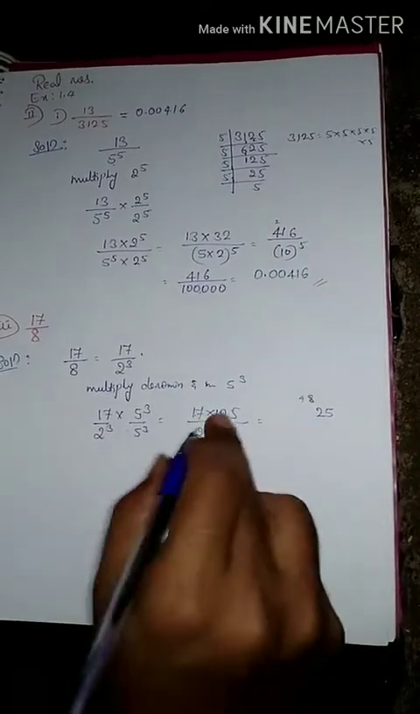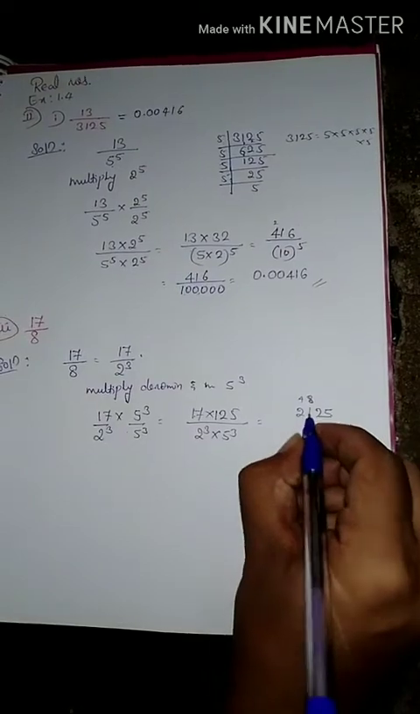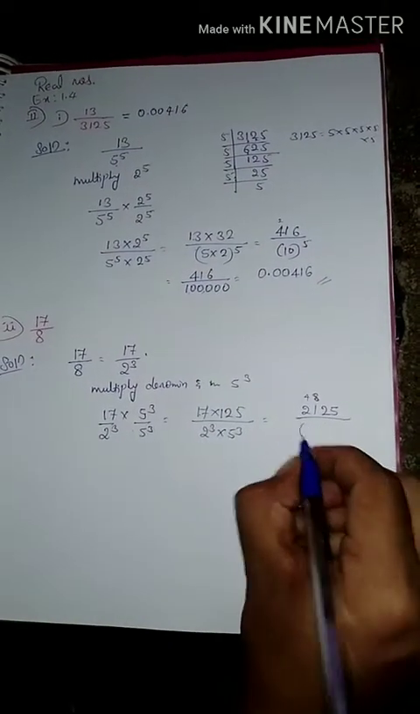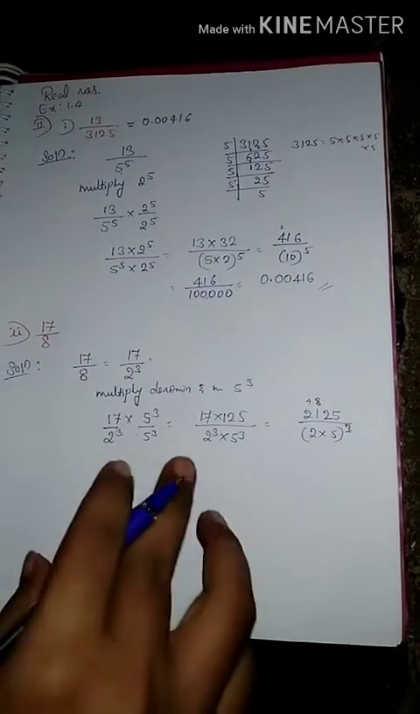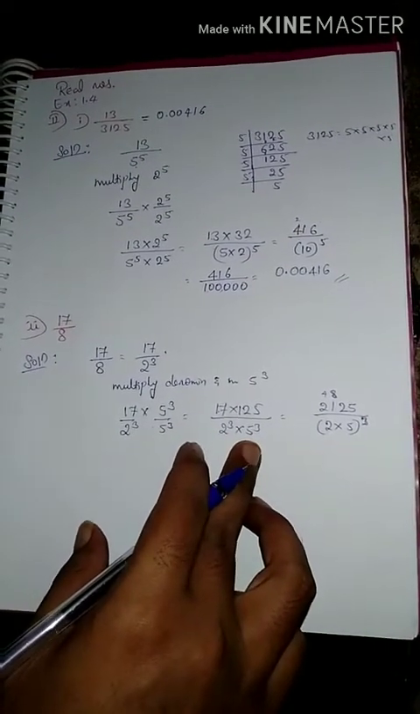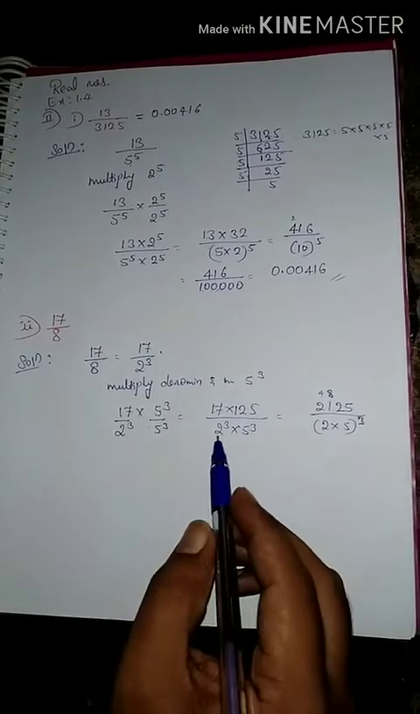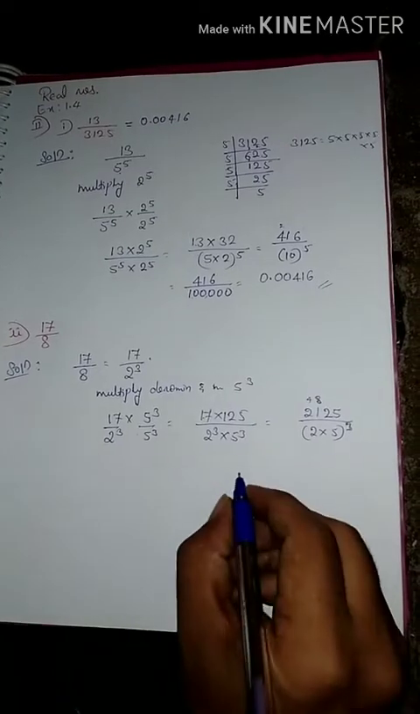4 is carry. 17 1 is 17. 17 plus 4, 21. 2125 divided by, this is written as 2 into 5 whole cube, because we know the formula a cube into b cube, that is a to the power m into b to the power m, is equal to a into b whole to the power m. Therefore 2 cube into 5 cube is nothing but 2 into 5 whole to the power 3.